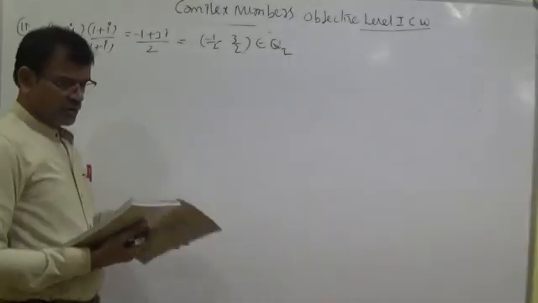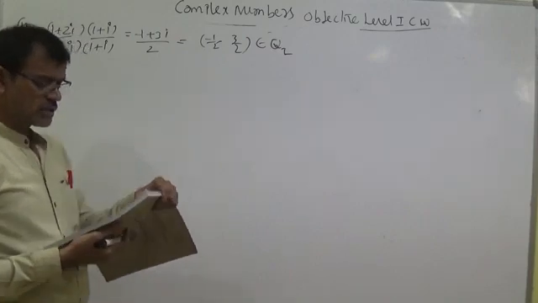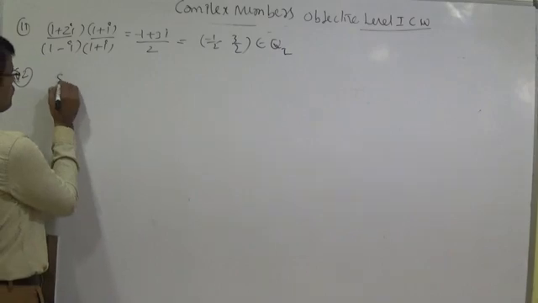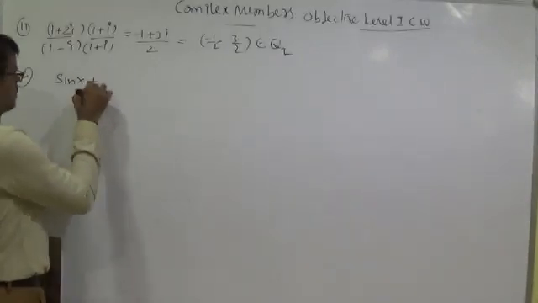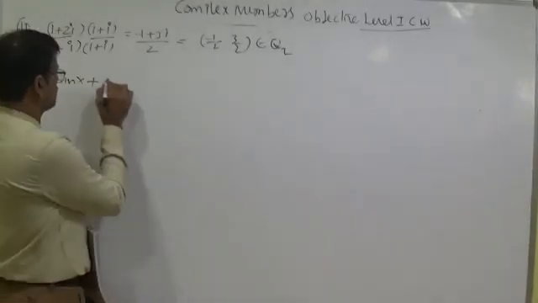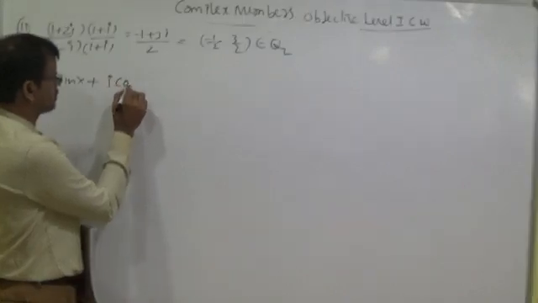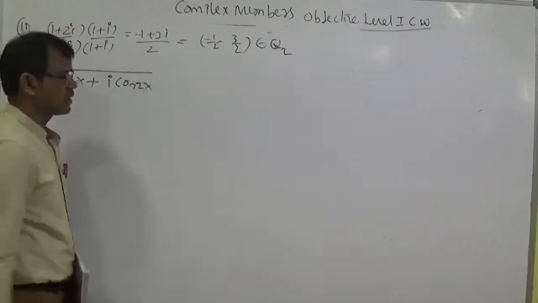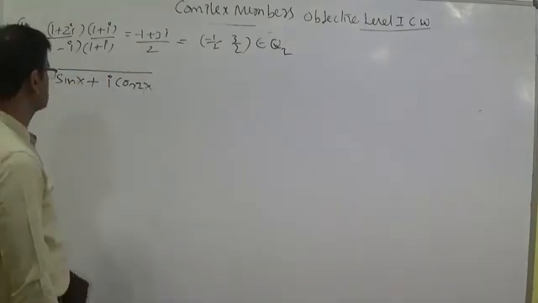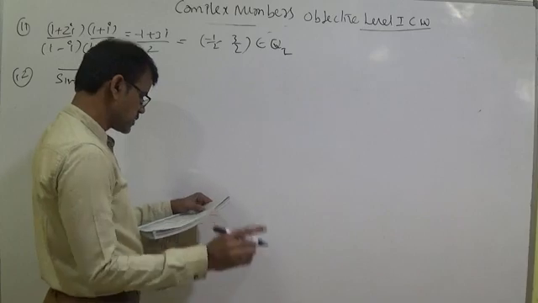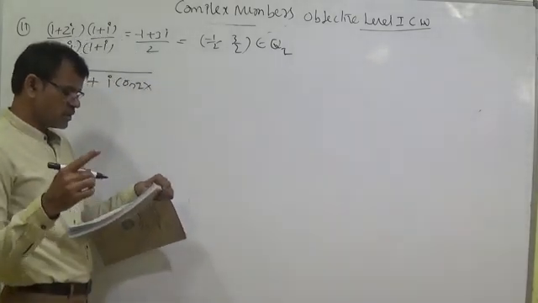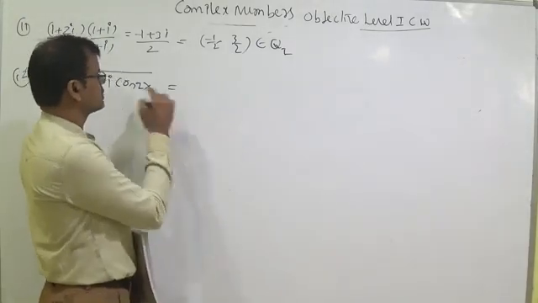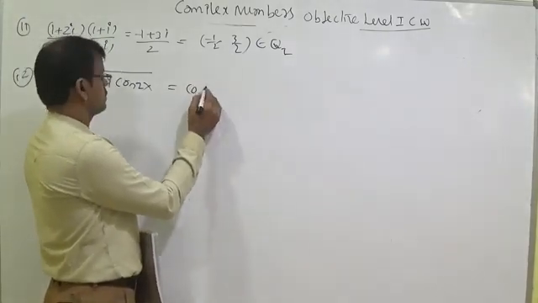12th one. If sin x plus i cos 2x and cos x minus i sin 2x are conjugate to each other, then what is the value of x? Write like this. Sin x plus i cos 2x. General notation. Our complex number should start with real cos and imaginary sin. Sin x plus i cos 2x. And he is asking cos x minus i sin 2x are conjugate. So this bar is equal to this one.